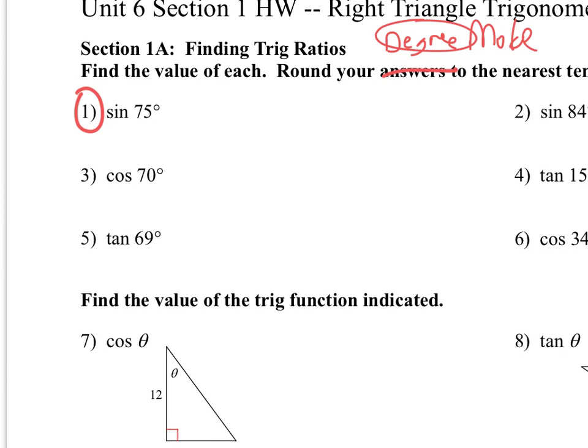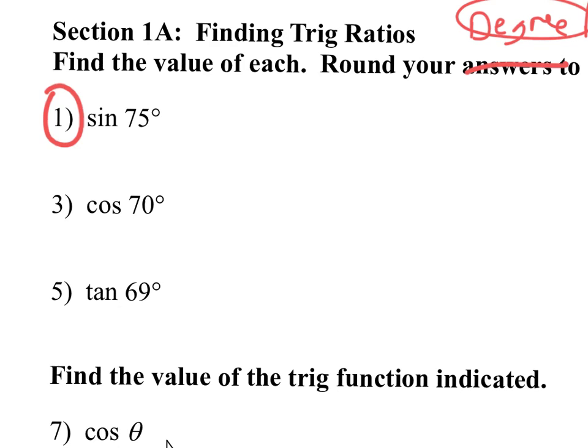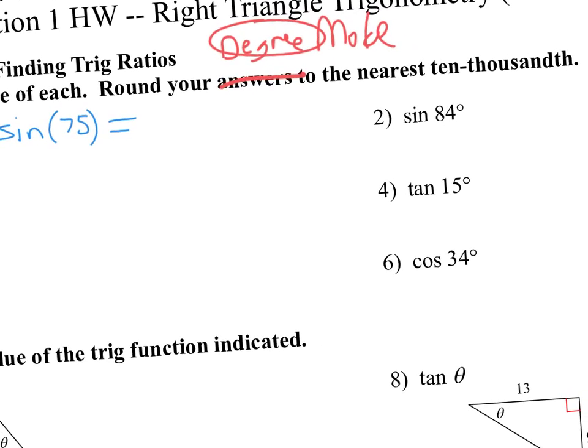So what I want to do is enter in my calculator sine of 75. Find your sine button, which is the SIN button, hit the sine. It's going to give you a parenthesis, and then you want to put in 75 inside there. And then you want to hit equals. And it says round answers. If you notice, it says to the nearest 10,000th, that is 4 decimal places.